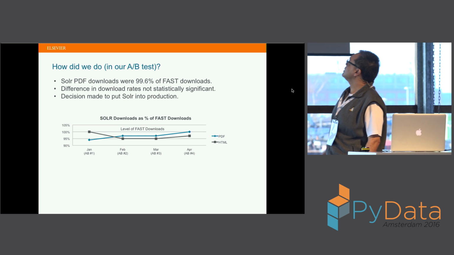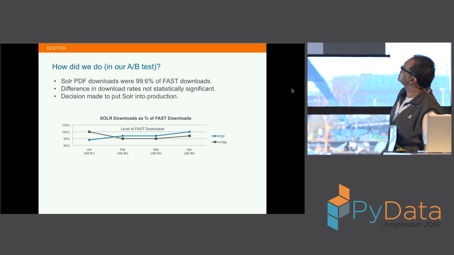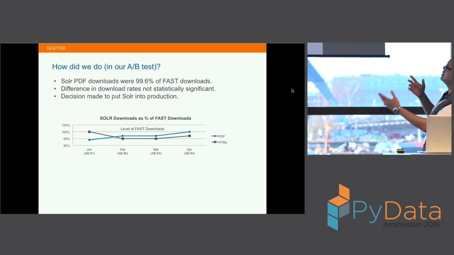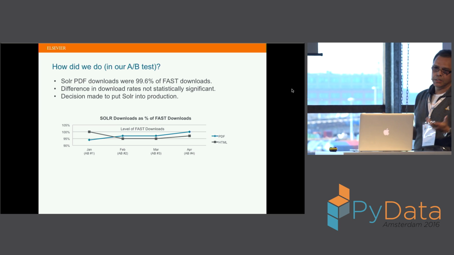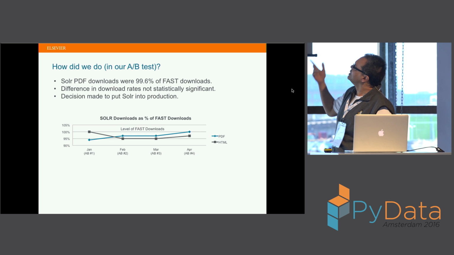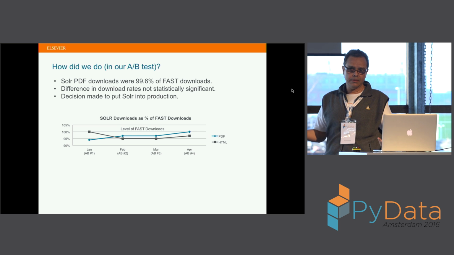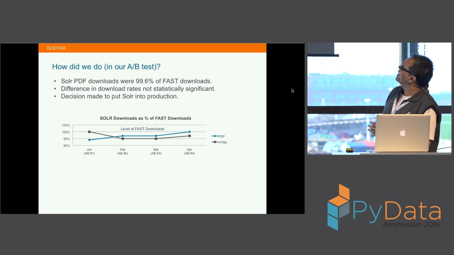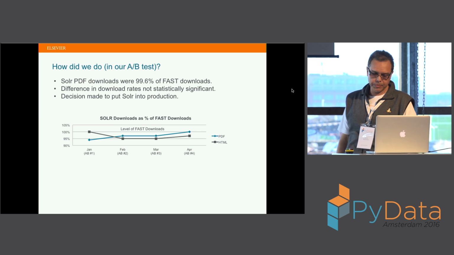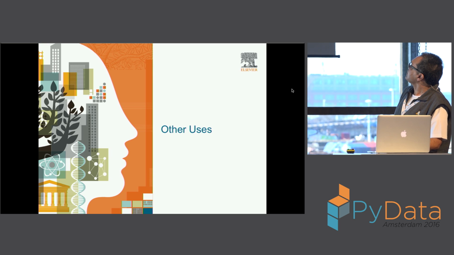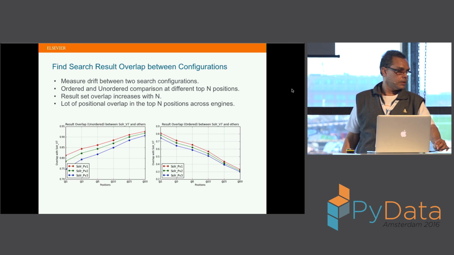So ultimately, this was our internal stuff, right? In the next A/B test, we were actually able to reach 99.6% in terms of PDF downloads. Like I mentioned, we were using p-values, so the difference in download rates was not statistically significant, therefore we passed. So we succeeded in putting Solr in production.